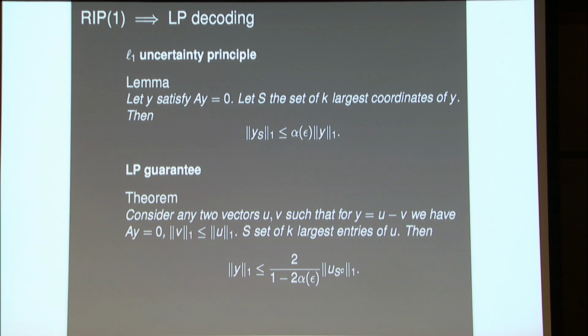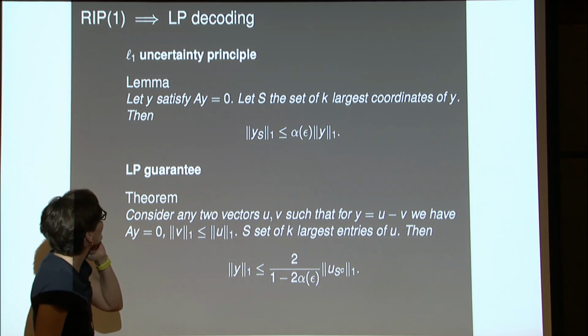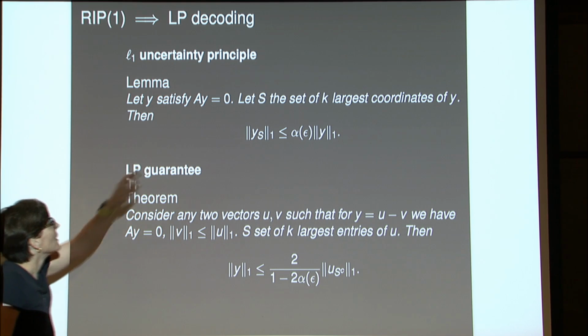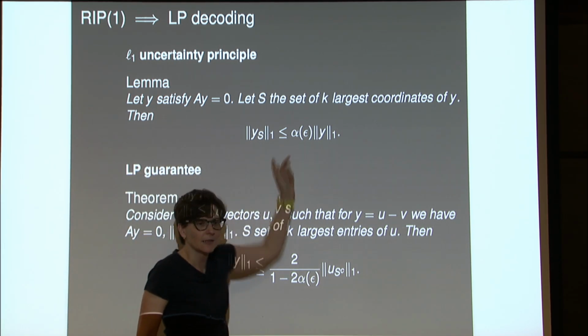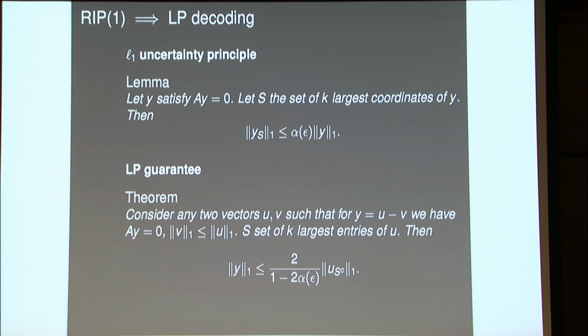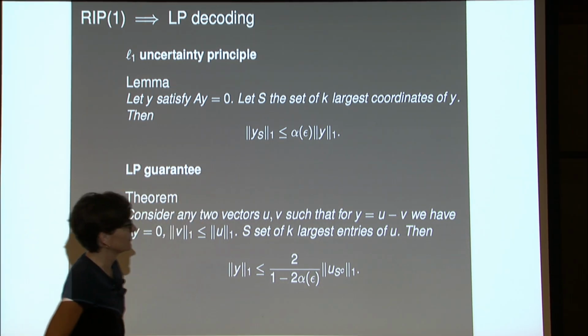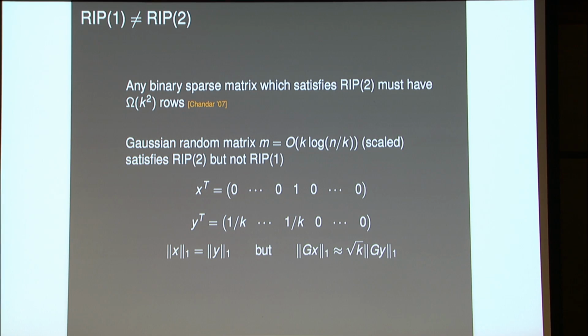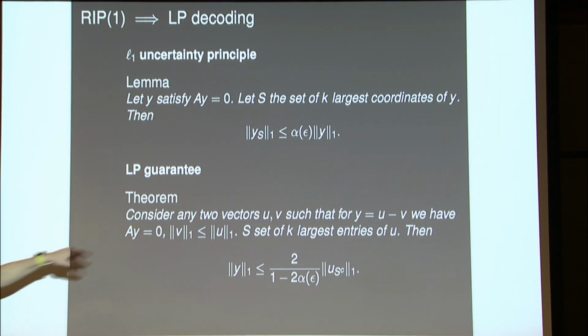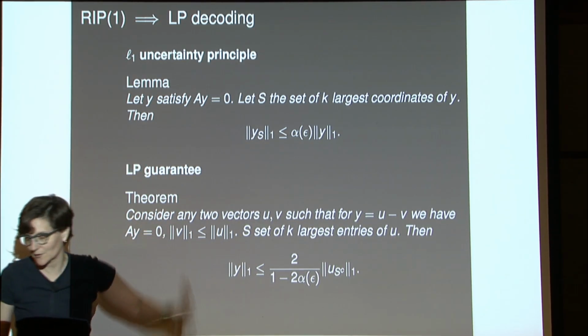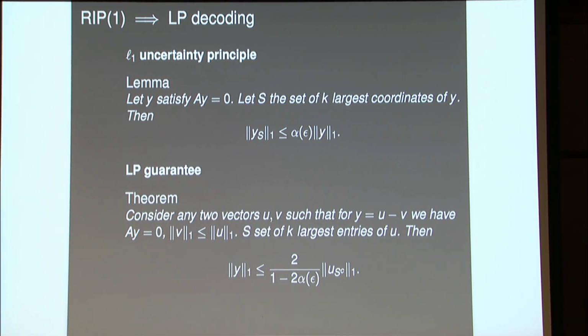How you prove this is via an L1 uncertainty principle, which is essentially the same kind of way that you prove the RIP2 results. And the important result in here is basically that vectors in the null space of A are flat in some L1 sense. So that's essentially what this says. Okay. I don't want to go too much into these theorems. I like the L1 uncertainty principle and the L1 null space condition. It has exact analogs in the L2 setting.